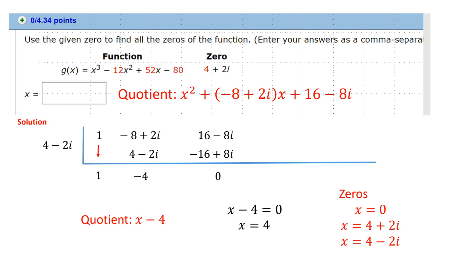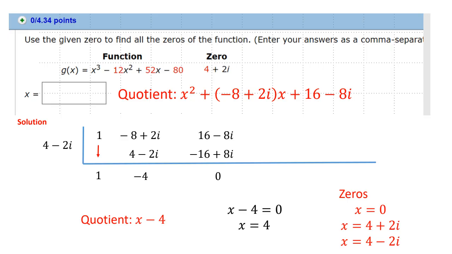So again, this is a cubic function. These are my zeros. I only had one true zero at x equals 4, and I had two complex zeros. So 4 plus 2i. Again, remember, the complex numbers come from taking the square root of a negative number. So we always have that plus or minus. So that's where that 4 minus 2i came from. Okay.